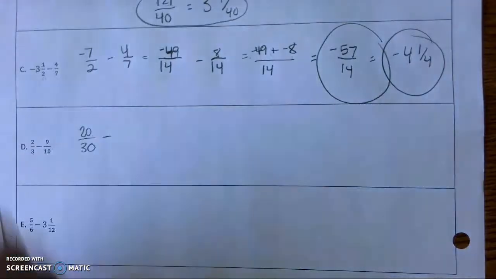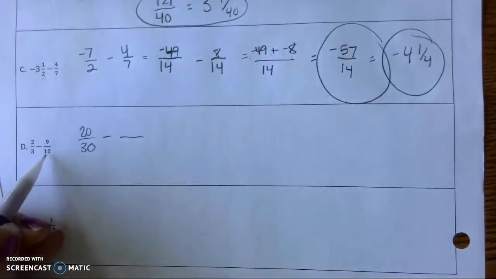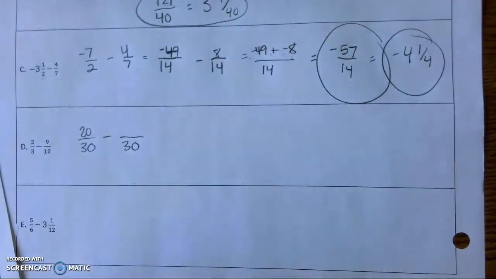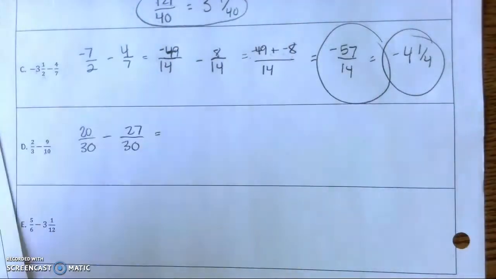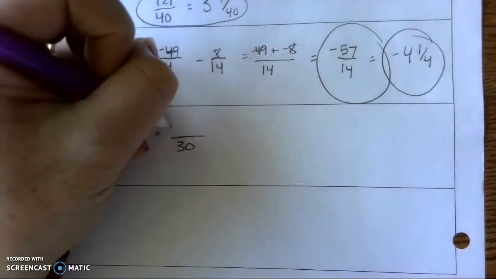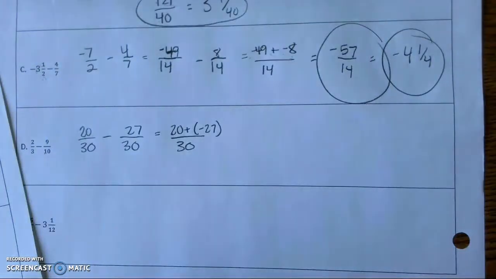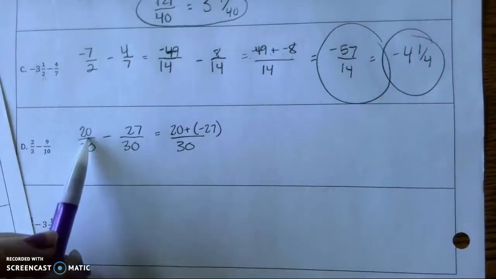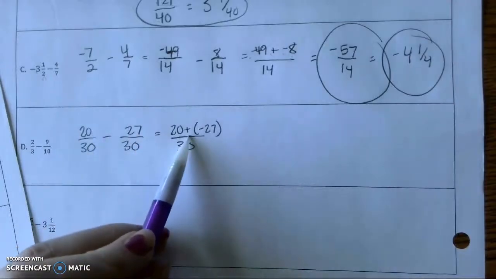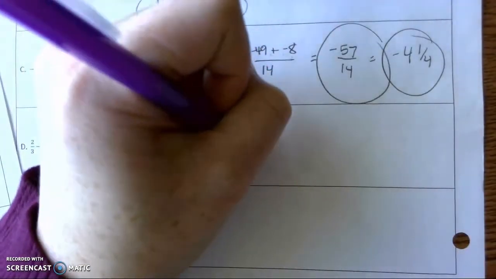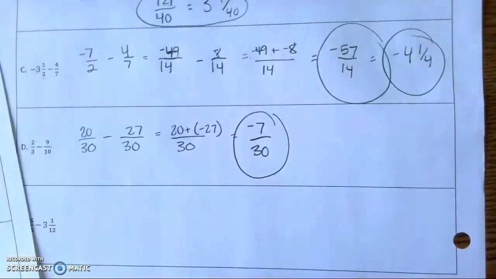And I'm going to subtract. In the second fraction, I'm doing 10 times 3, which gives me 30 in the denominator, and then 9 times 3, which gives me 27. Okay, so next step, our denominator is going to remain 30 throughout the whole problem. We're going to do our integer operations, so 20 plus negative 27, because once again, add a line and change the sign. So 20 minus 27 is the same thing as 20 plus negative 27. And we're going to get negative 7 over 30 as my answer.